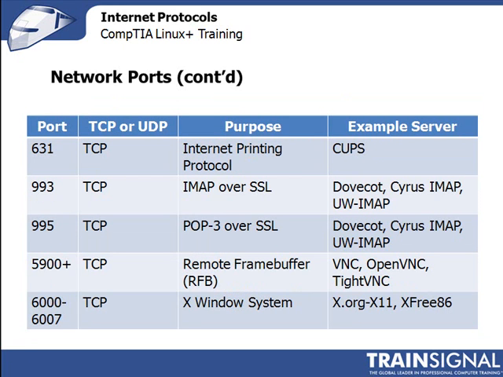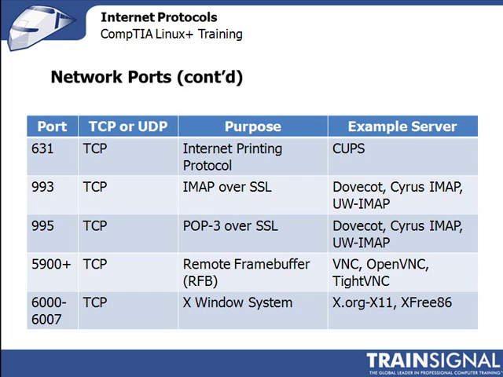The list of ports rounds out with 631, which uses the TCP transfer protocol. Its purpose is Internet Printing Protocol, and an example server is CUPS that we learned about in our email and printing lesson. Next we have 993, which also uses TCP, and its purpose is IMAP over SSL. Example servers are Dovecot, Cyrus IMAP, and UW IMAP. Port 995 uses TCP/IP, and its purpose is POP3 over SSL, and it has the same example servers as 993.